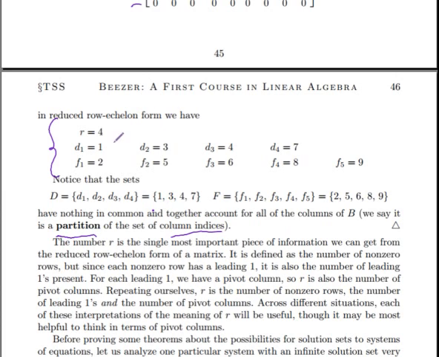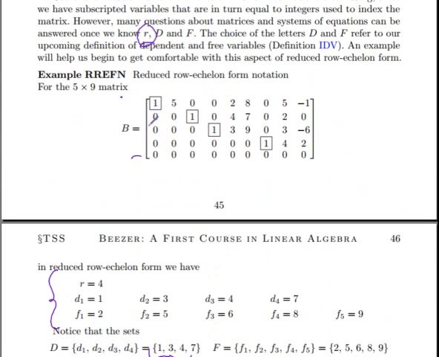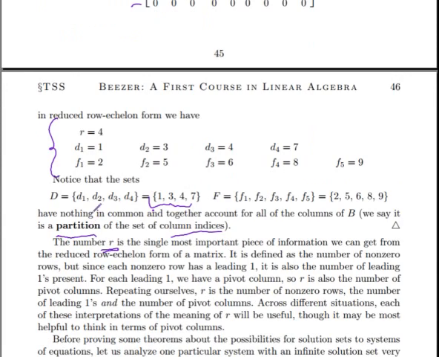Now, notice that R, which is the number of non-zero rows, is also equal to the number of elements in set D. Why is that? Because in every row, there is a pivot entry. And each pivot entry represents one pivot column, and it also represents one non-zero row. So the number of non-zero rows is equal to the number of pivot columns. So you can see that the number of elements in the set D is always equal to R.